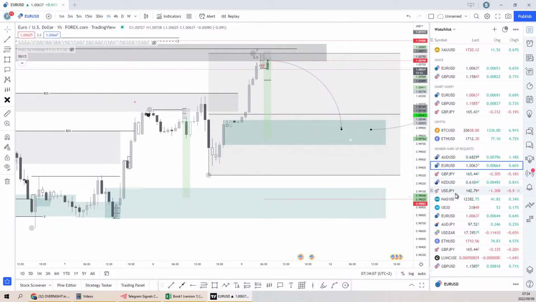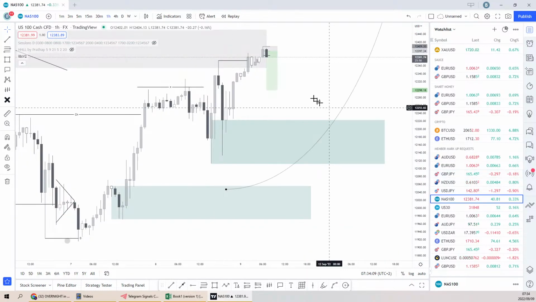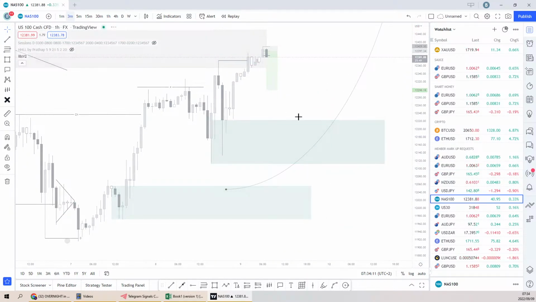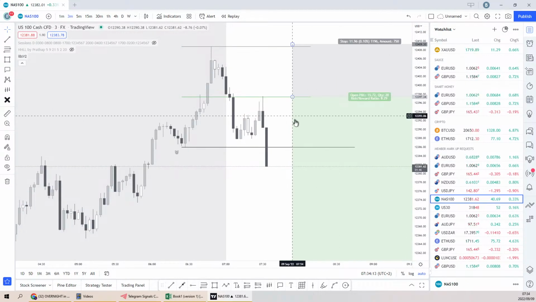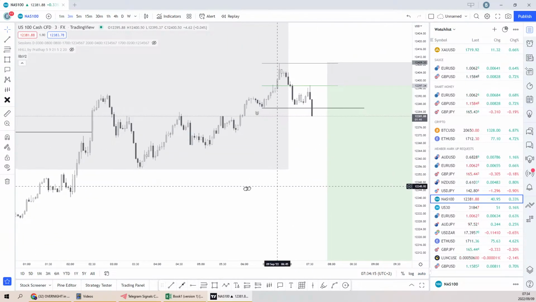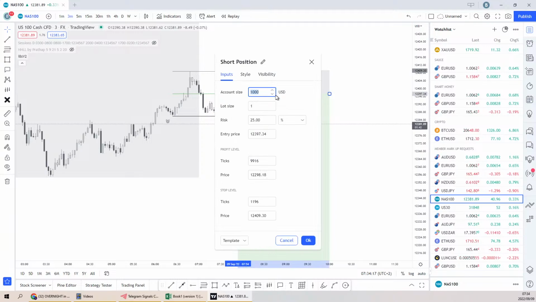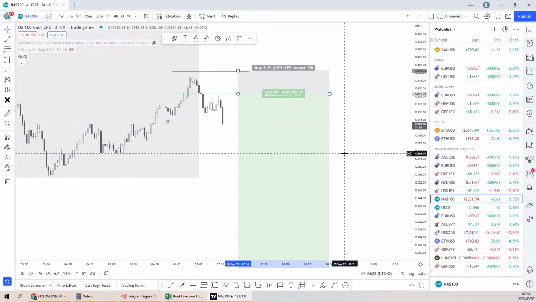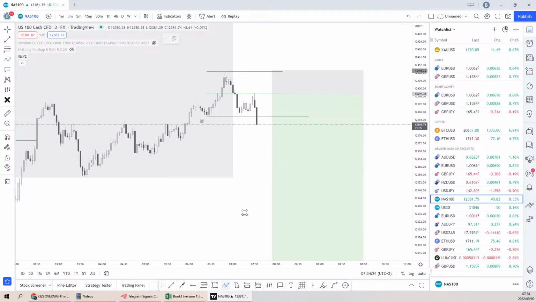Nasdaq, have you given us entry, Nasdaq? Nasdaq has provided us with an entry. So now, there's your entry for Nasdaq. Boom. It's literally that easy, guys. Now we just wait for price to retrace and move.